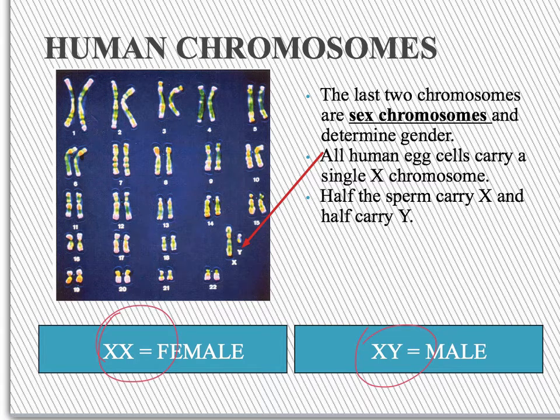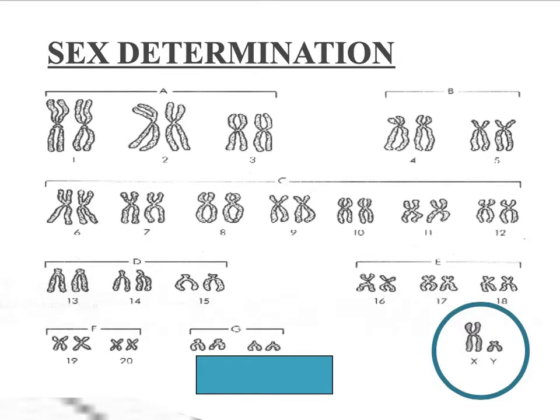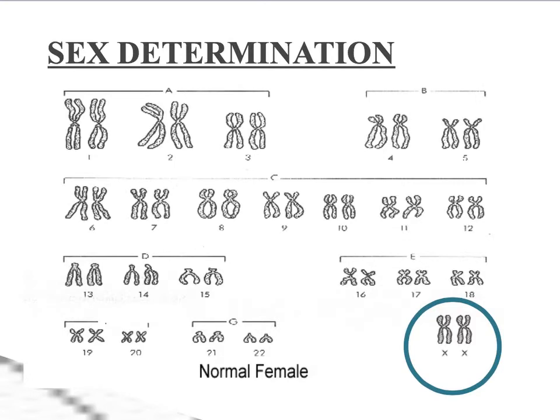And so you'll see here in this particular karyotype where this red arrow is pointing, that is a male because it has an X and a Y. Notice the size difference on the chromosomes. Okay, so what would this be? It's circled for you. That is a normal male because it has your X and Y. And this here would be a normal female. You can see we have the X and the X.